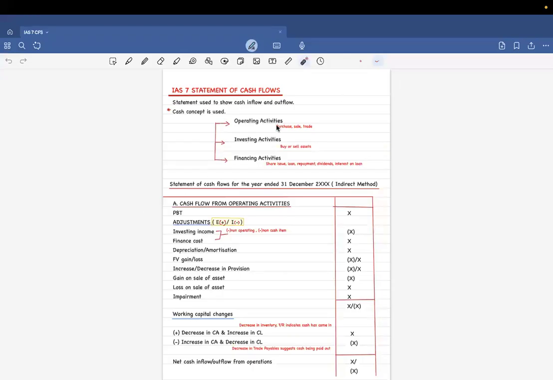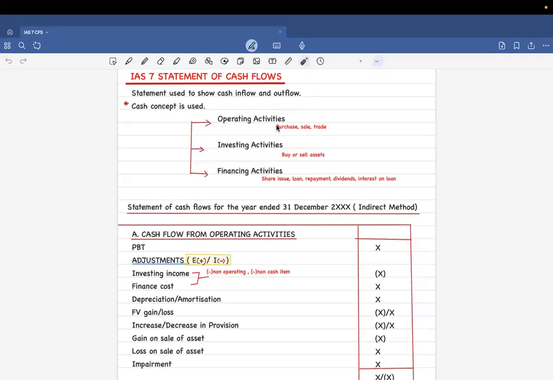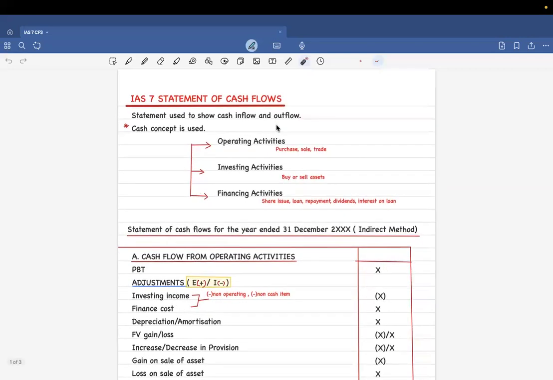So our next and last individual standard is IAS 7, Statement of Cash Flows. I need you to understand just one single concept when we deal with the cash flow statement. That single concept is such that whatever comes into the organization, you're going to add it. And whatever goes out of the organization, you're going to deduct it.